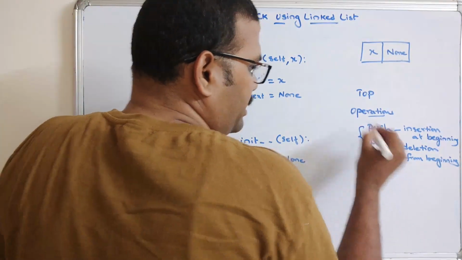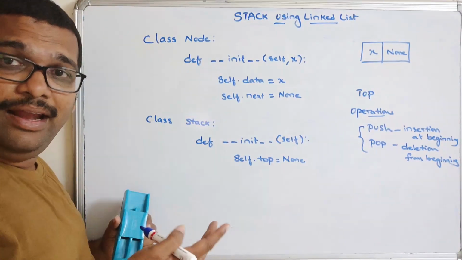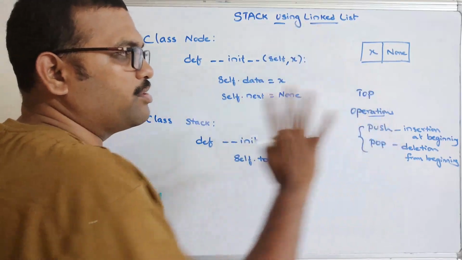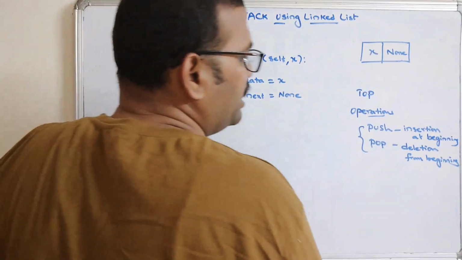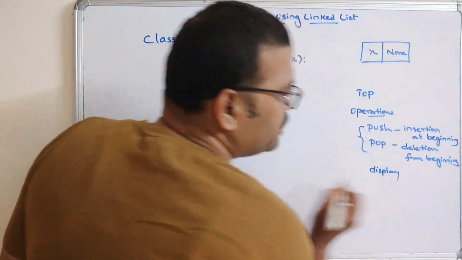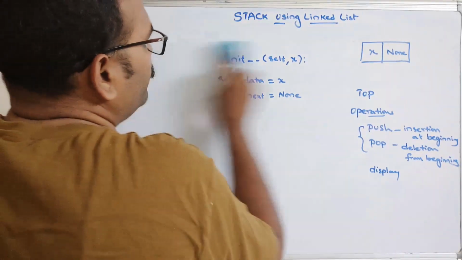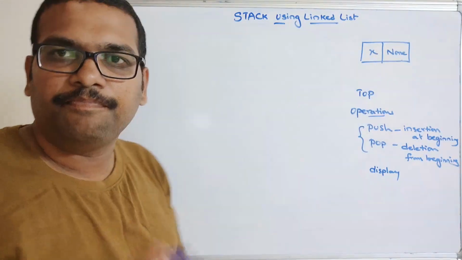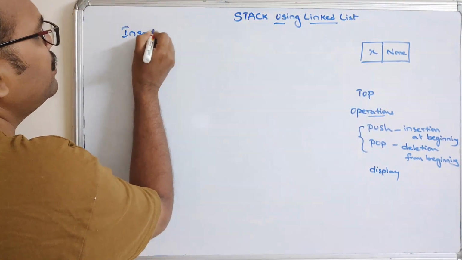We need to write these operations inside this class, and then create one object of this class in order to call the operations of a stack. We'll see majorly three operations: push, pop, and display. We need to display the elements of a stack, right? So first we will see the push, the insertion.